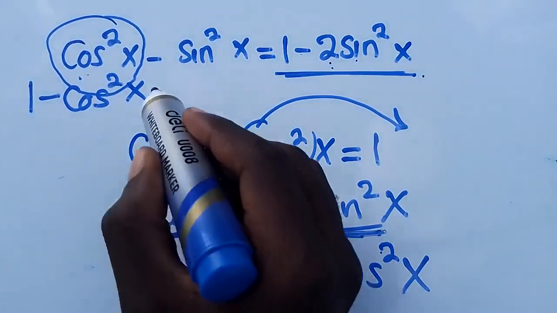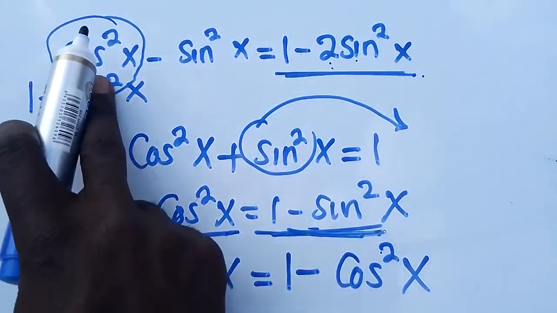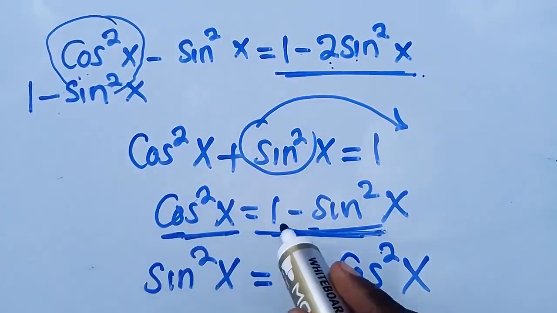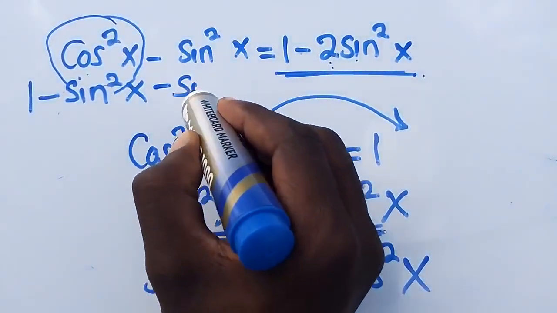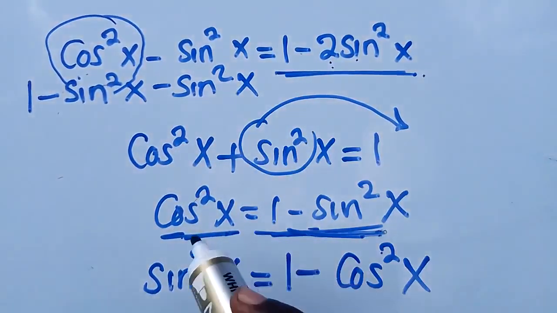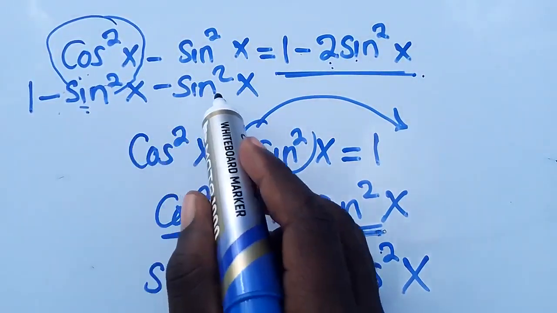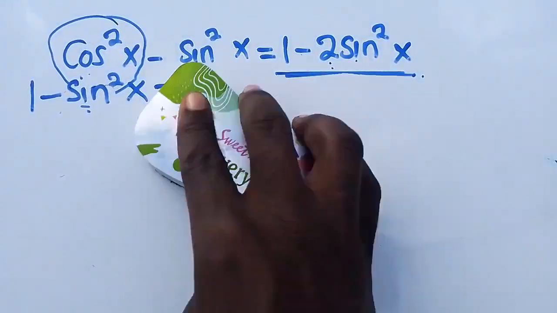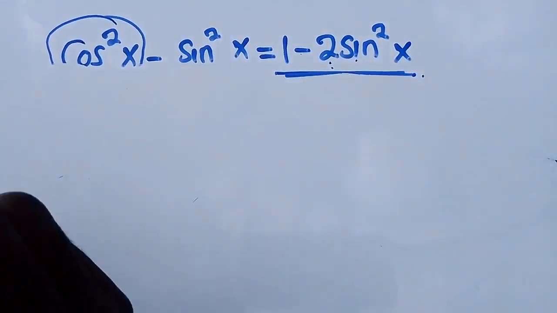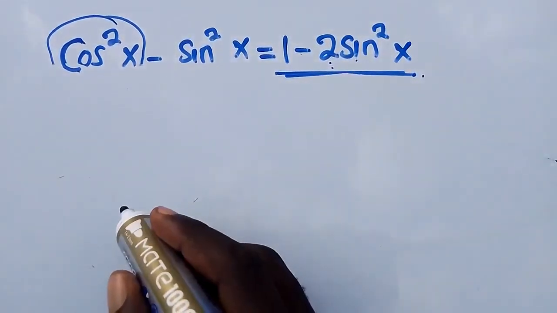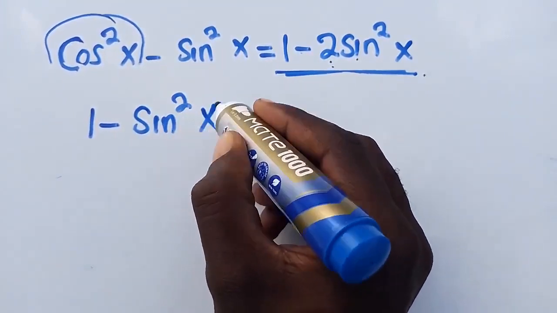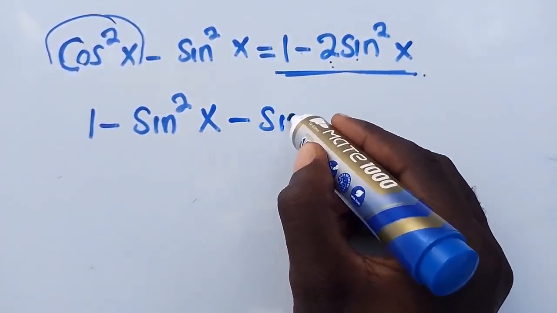The answer was sine squared x there, then I say minus this same sine squared x. There is no need of putting down this thing here. Whenever I'm given cos squared x, it is just the same as 1 minus sine squared x. Then I write down that one, minus sine squared x.